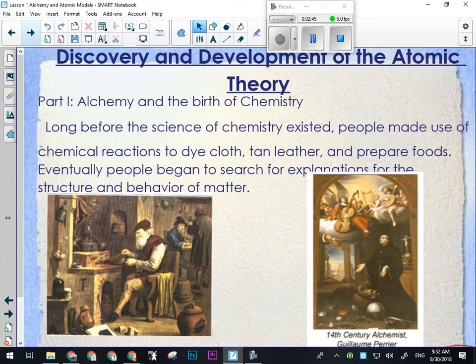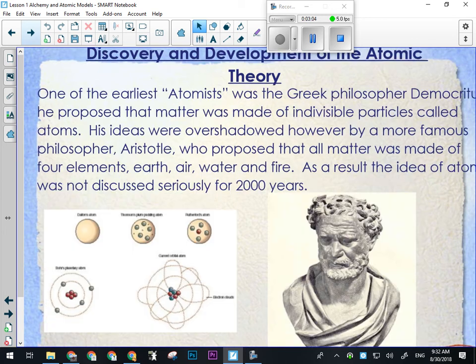So long before the science of chemistry existed, people made use of these things. Chemical reactions dyed cloth, or cooked food, or prepared or cured or preserved food, things like that. Eventually people began to search for explanations for the structure and behavior of matter that they were using. Now the idea of the atom has actually been around for a very, very long time, but it was not accepted until far more recently. Well, recently in terms of history, so a couple of hundred years.